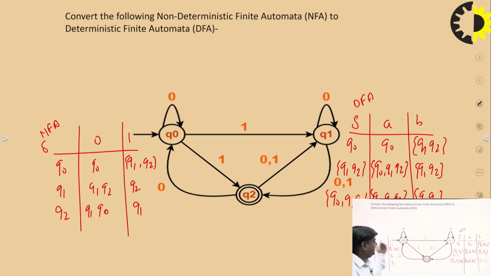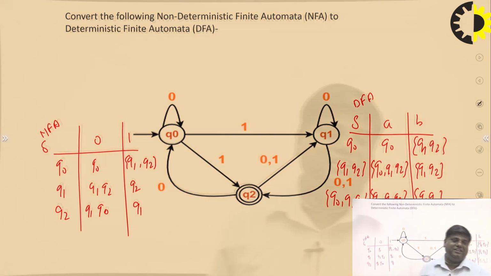This is the NFA. This is the transition table of the NFA, and we can easily convert it into the DFA. This is the transition table of the DFA, and you can easily draw the machine. Okay, friends, thanks. We will meet on some more interesting topics of finite automata in the next lecture.